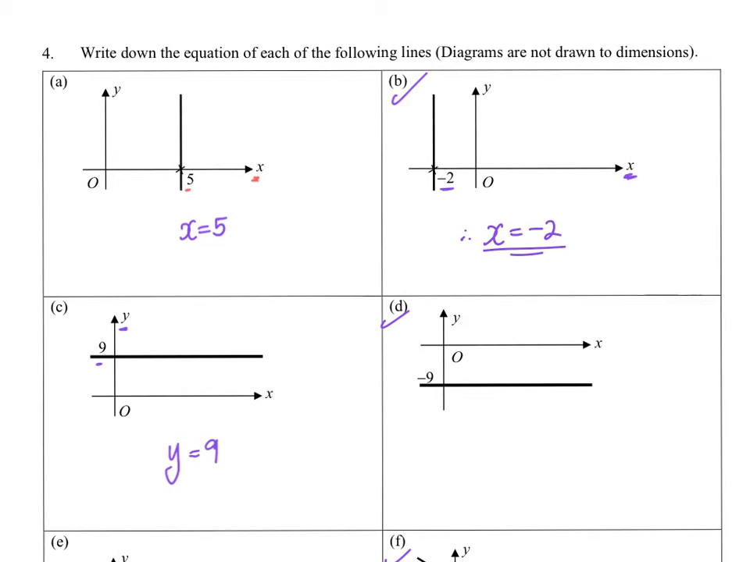Okay, and we have part D. Now this is a horizontal line. It cuts only the y-axis at -9. So therefore this line is given by y equals -9. So these are the special cases where we do not need to use y equals mx plus c because of a vertical or horizontal line that only cuts one particular axis.